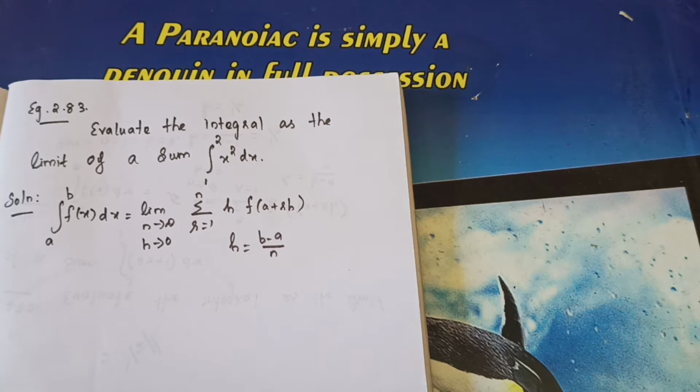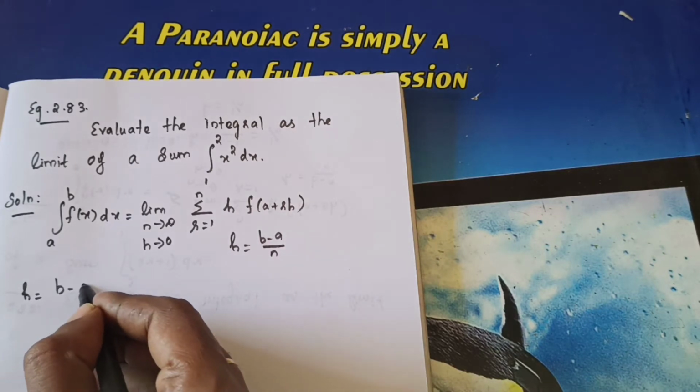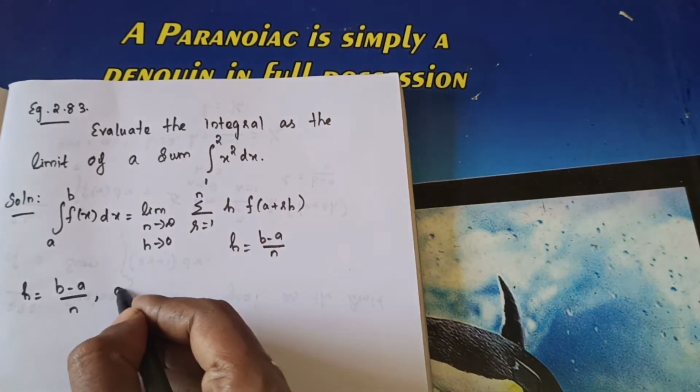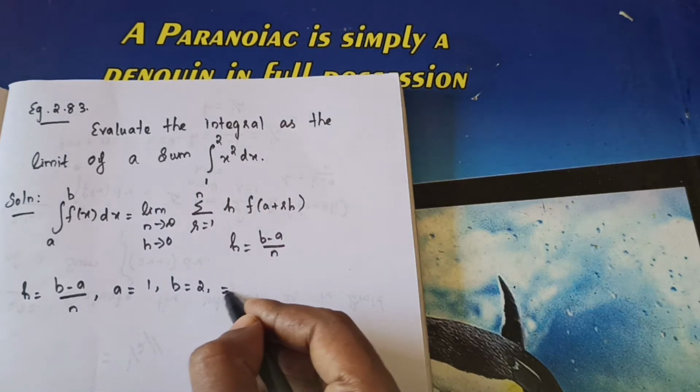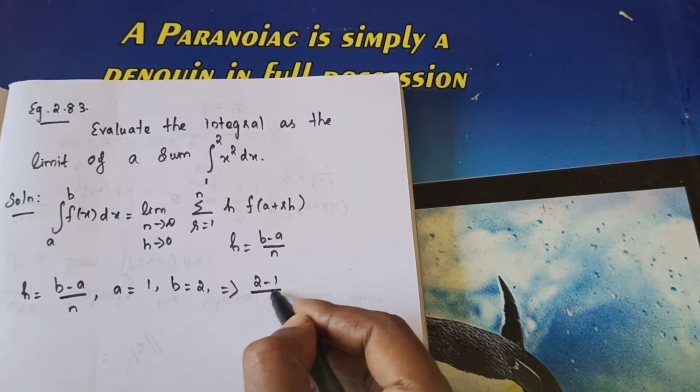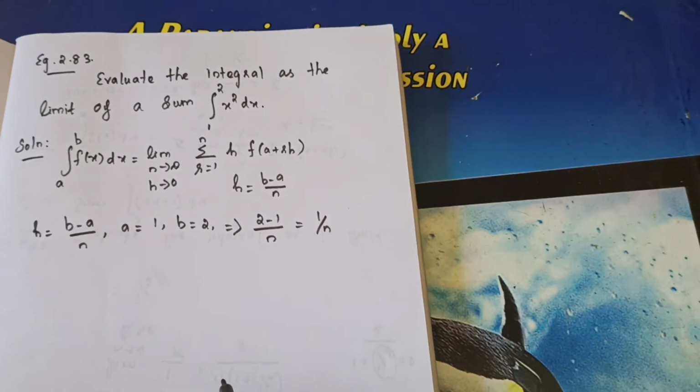First we will find the h value. h is equal to, what's the formula? b minus a by n. What's the a value here? 1. What's the b value? 2. Now substitute in the formula: 2 minus 1 by n. The answer is 1 by n. So you got the h value here.